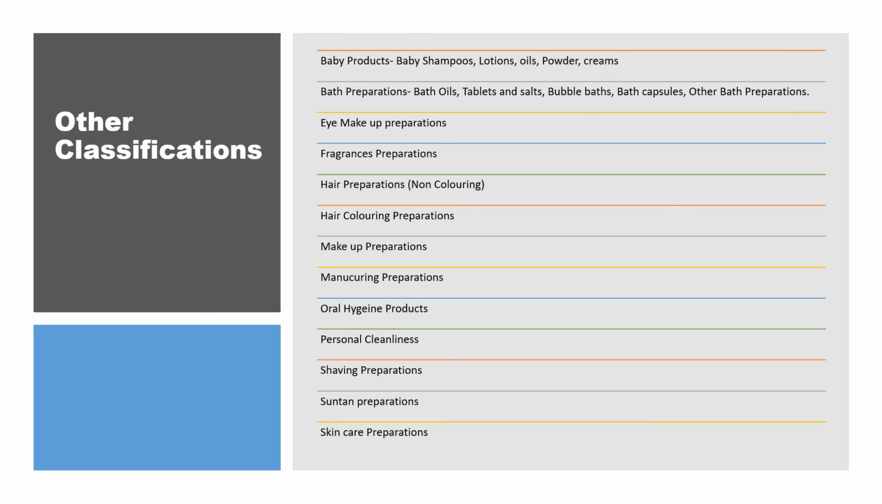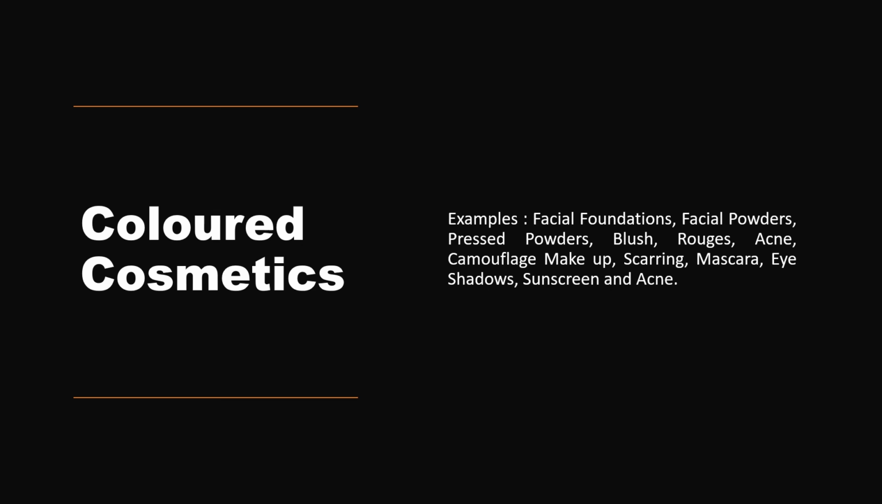So they can be classified on different bases: the part they are used on, the function they are performing, the site of action, or the dosage forms. Apart from that, there are colored cosmetics, in which lie various types of coloring preparations like foundations, pressed powders, nail lacquers, suntan creams, camouflage products, products used for the treatment of scarring, mascaras, eyeshadows, etc. So these are the different ways by which the large number of cosmetic products can be classified.